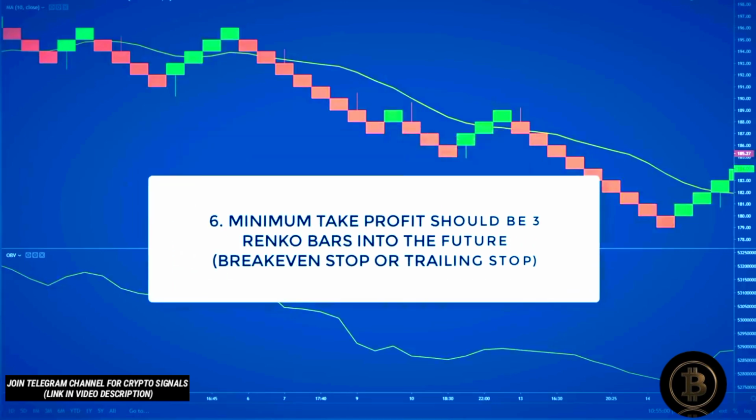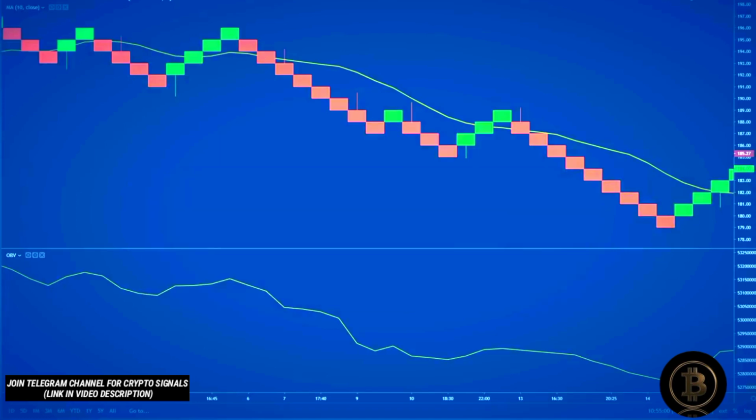Minimum take profit should be 3 Renko bars into the future. As in the case of a long signal, when the price reaches the target, we can move our stop loss to break even and let the trade run, or we can use a trailing stop to capture a larger part of the move. In our example, we had 4 signals.